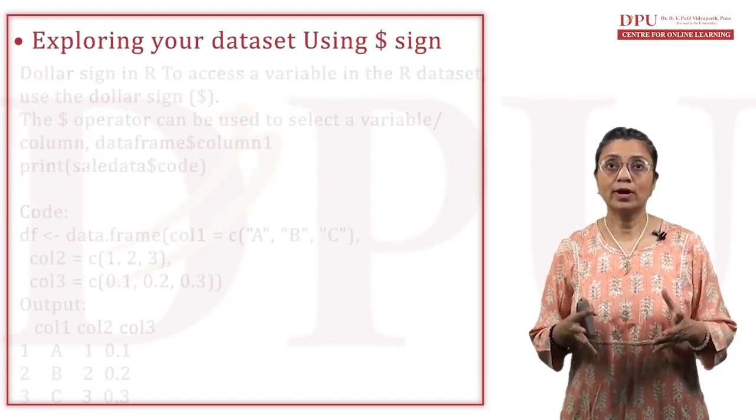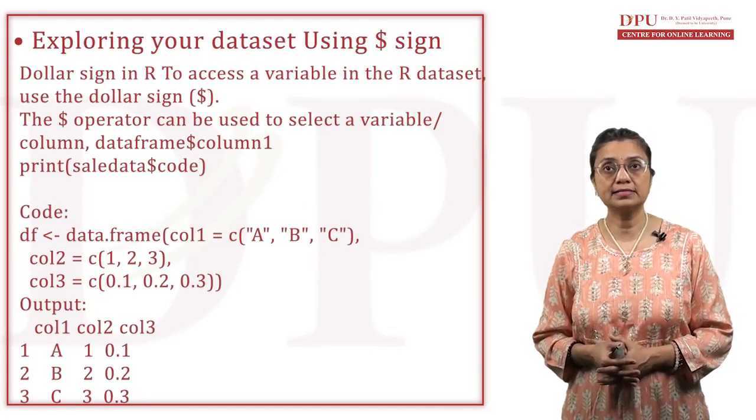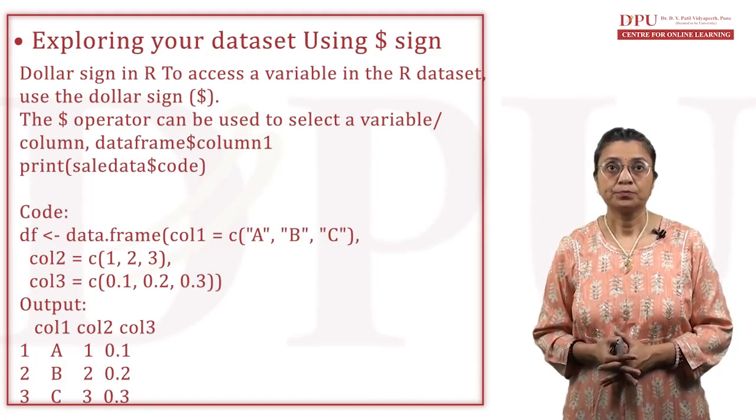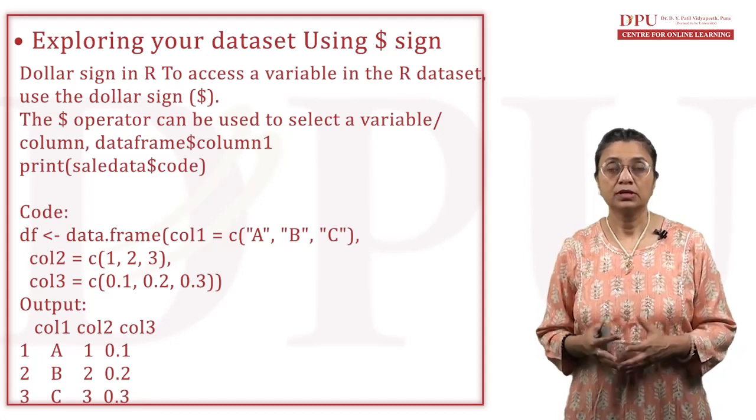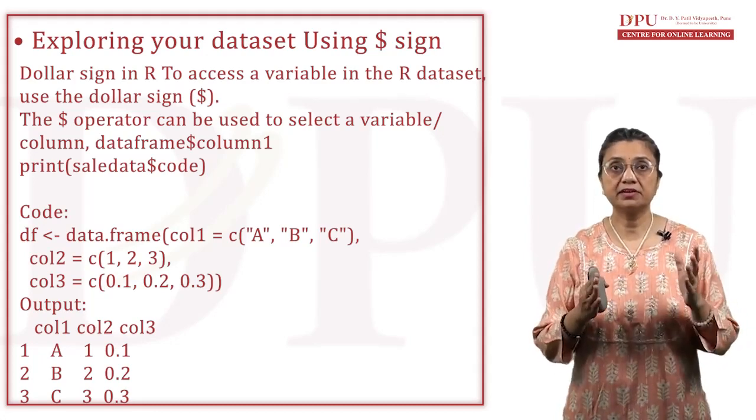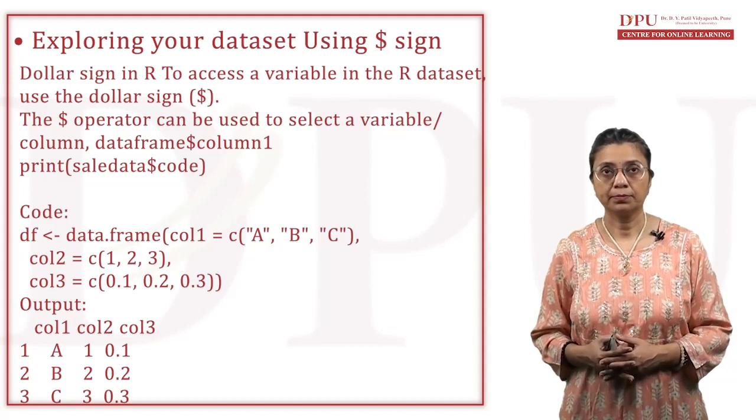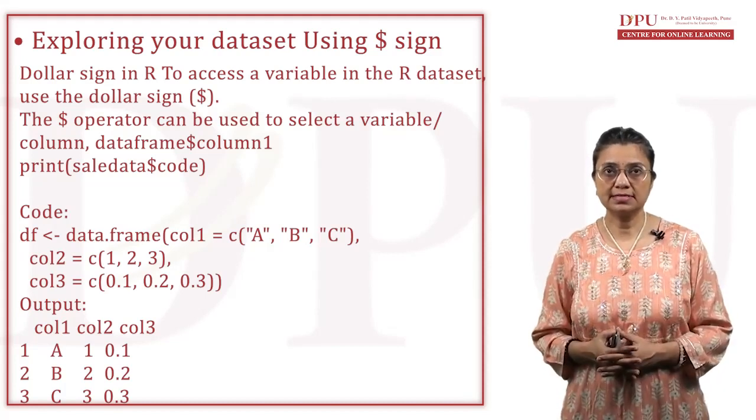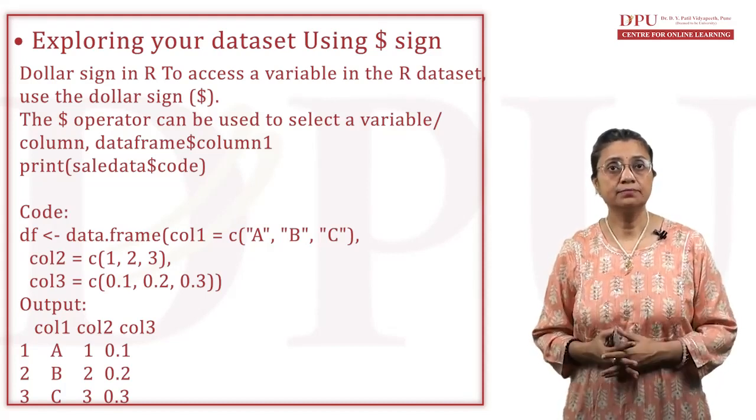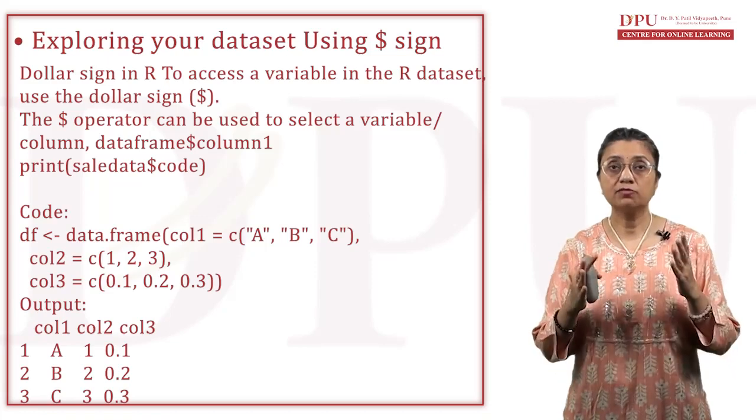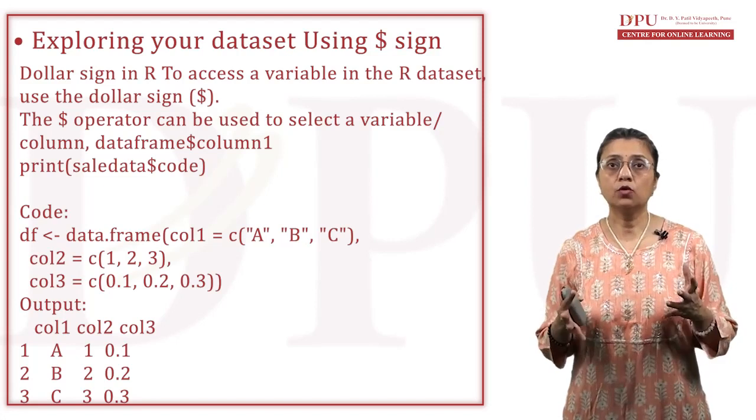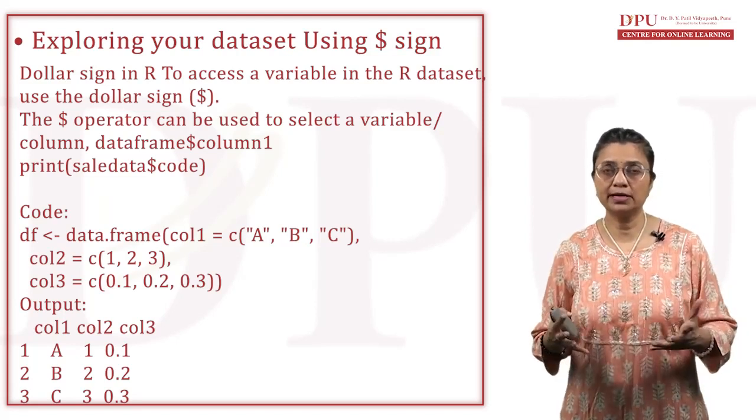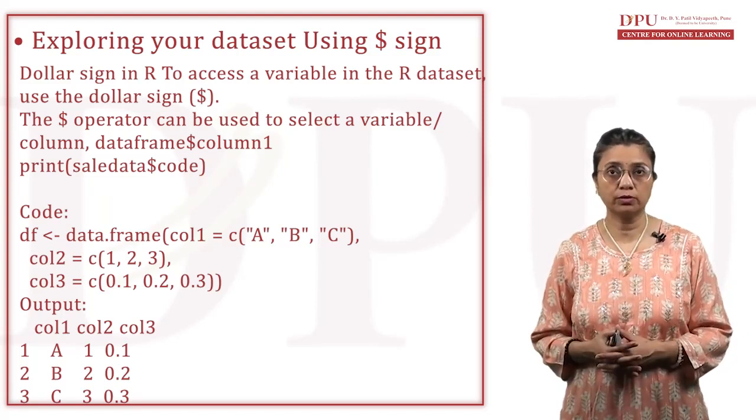Dollar sign in R. To access a variable in an R dataset, use the dollar sign. The dollar operator can be used to select a variable or a column. You can see the syntax is data frame, dollar, and the column name. On the next line, you can see the example: print sales data dollar code, which means for the sales data frame, I am pulling the column code. And code is my column where I might have employee code or student code.